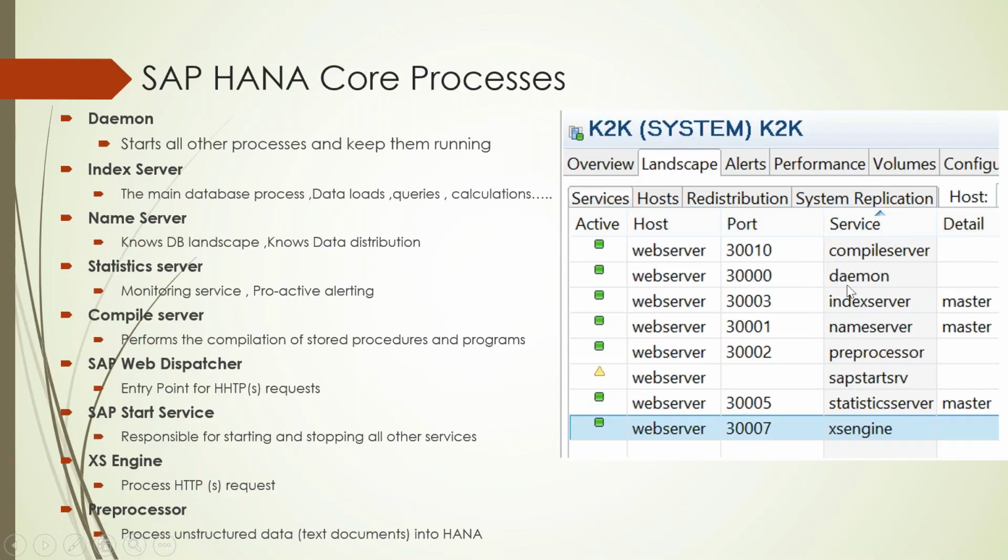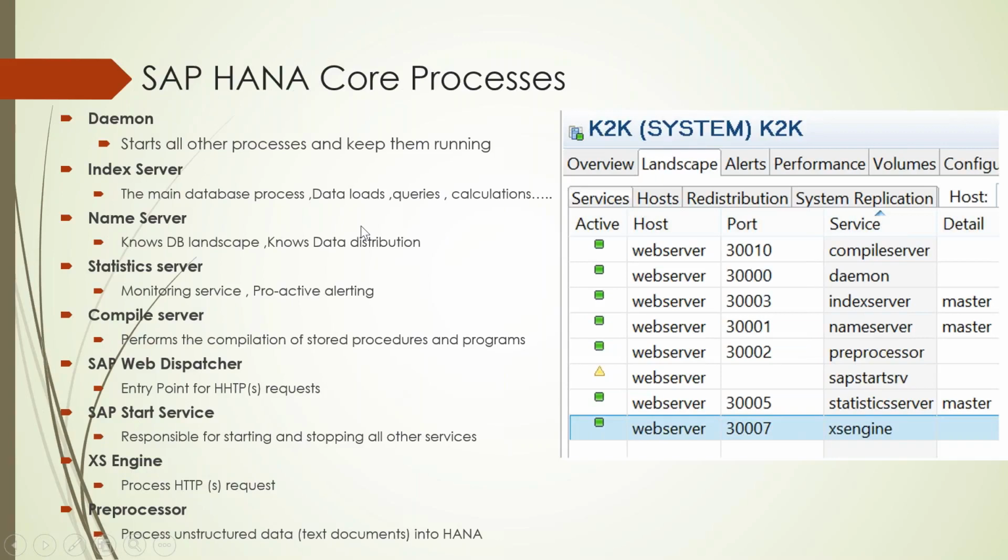If the daemon cannot start the services, then you will see your services in the stopped state. Then you have to look at the logs and trace files for that particular service. If there is no issue like a hardware issue, OS issue, OS parameter or kernel issue, then the daemon will be able to restart your services. So the daemon keeps all services up and running.